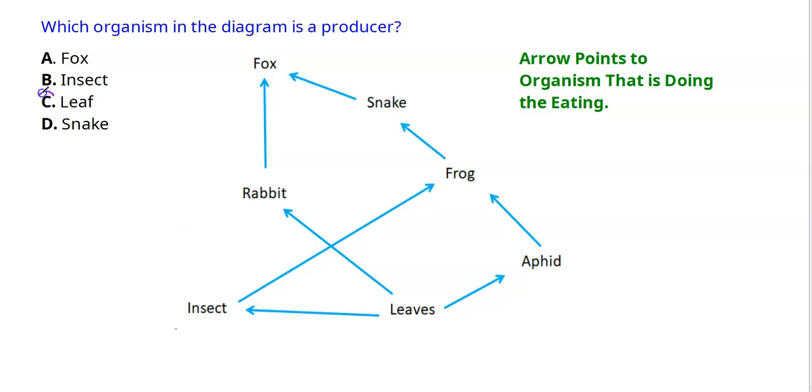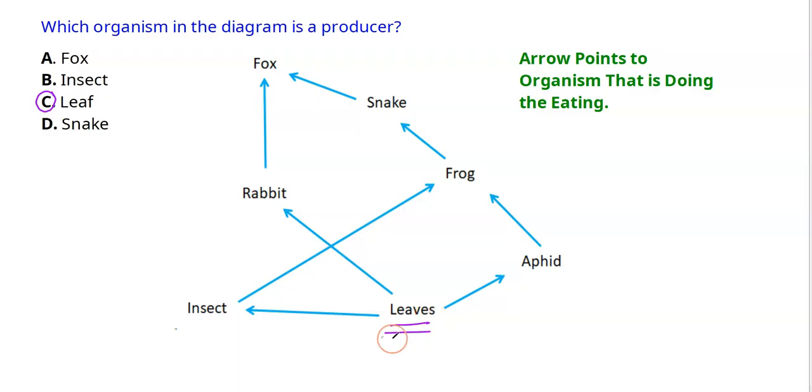Hopefully you can see it. C, right? Leaves. Leaves have no arrows pointing to it. Every other organism has an arrow pointing to it. The aphid has an arrow pointing to it. The insect has an arrow pointing to it. The rabbits have an arrow pointing to it. The frogs have an arrow pointing to it, and so on.